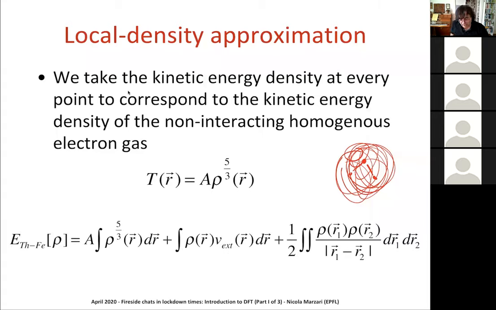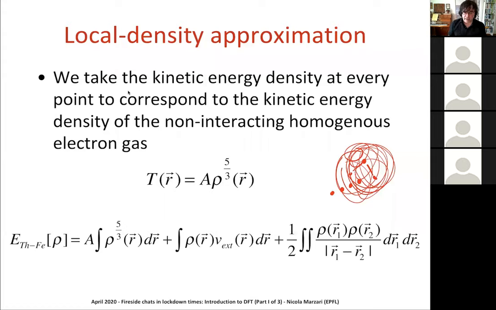He said, well, let's suppose that at every point in space, here where the charge density is small, here, here, here, at every point in space, we can assume that there is a kinetic energy density that is the kinetic energy density of the homogeneous electron gas. So if we take a gas of electrons that don't interact with each other, this is the Sommerfeld model. Okay, so they don't have Coulombic repulsion, they are easy, we can solve them analytically. The only variable is the density or the volume.